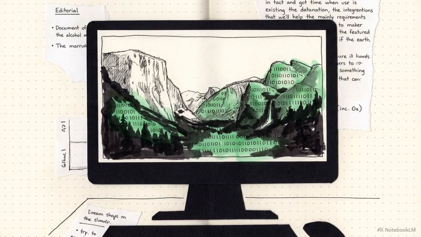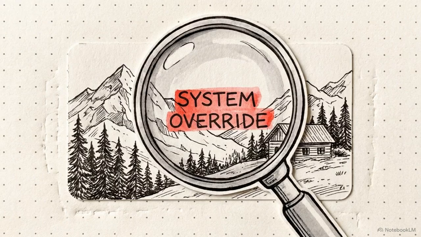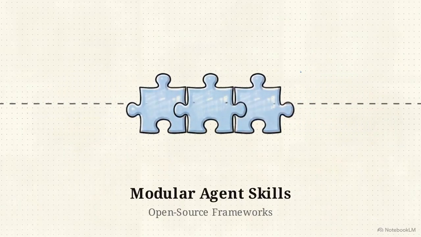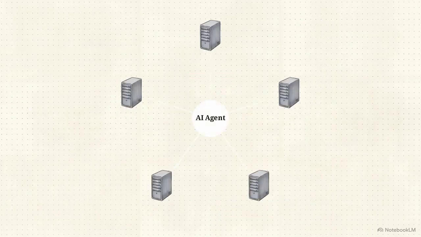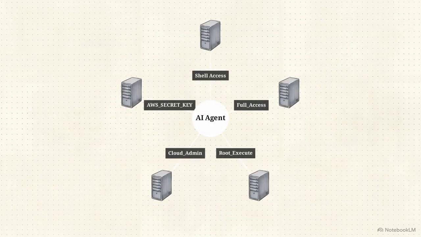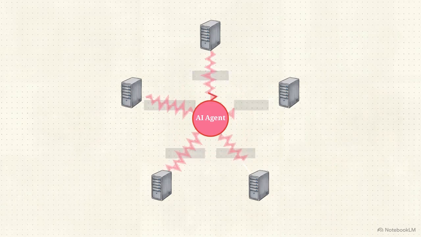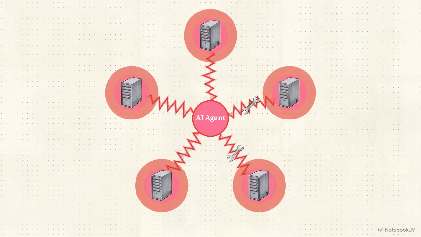This isn't just a web browsing problem. Malicious instructions are now being found hidden inside image metadata, modular agent skills, and the open-source frameworks used to build these systems in the first place. These exploits escalate when agents are given excessive agency. If an agent has broad environmental permissions, like the ability to run shell commands or access cloud credentials, a single injected sentence leads to the theft of active API keys and total host system takeover.